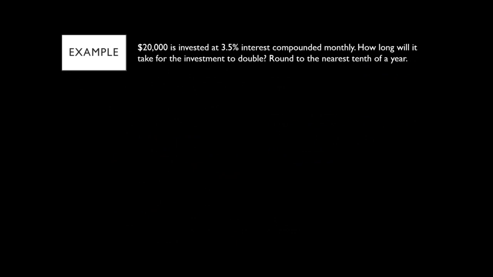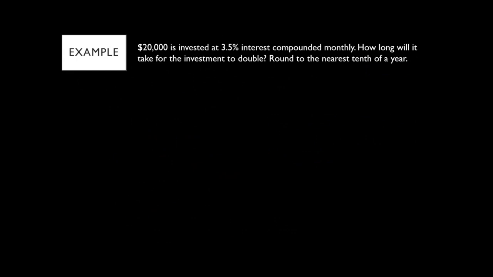Another compound interest problem. So we've got $20,000 invested at 3.5% interest, and this is compounded monthly. So this is how most savings accounts work, that you get your interest once a month. So it is compounded monthly. How long will it take for the investment to double? Round to the nearest tenth of a year.